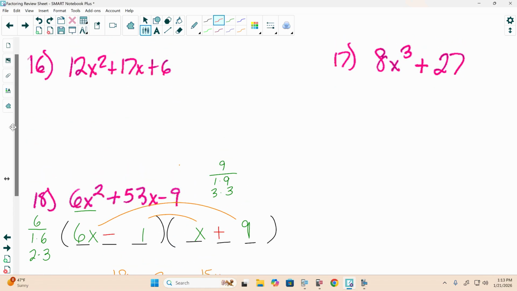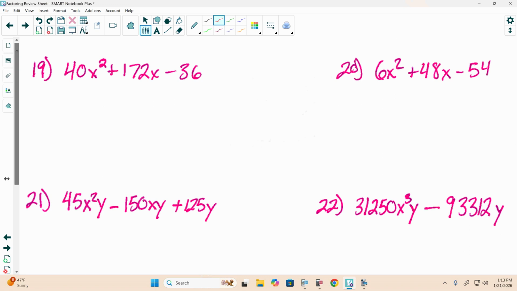Any other questions on 8 through 18? We feel good with the back of the first page. Yes? Okay. Questions on 19 through 24? Yes? 24.